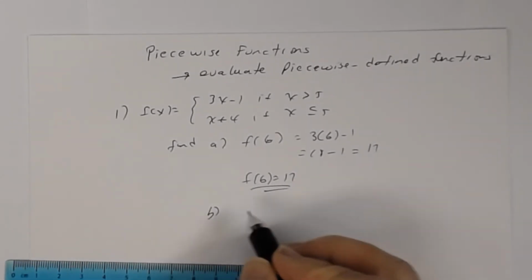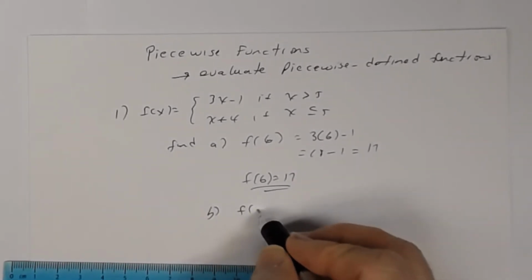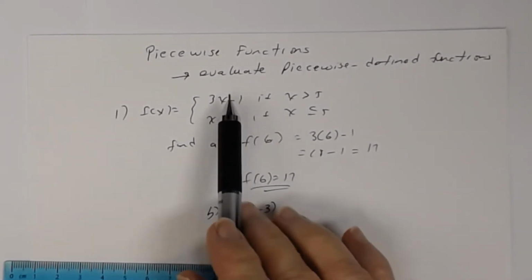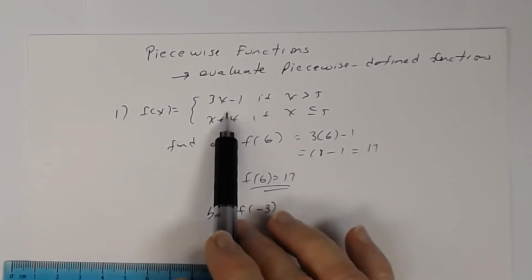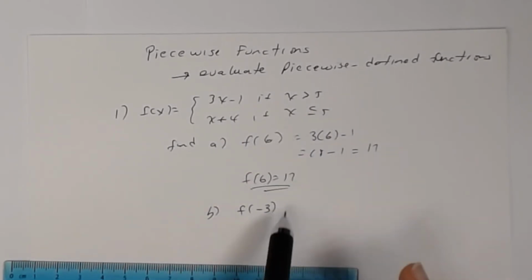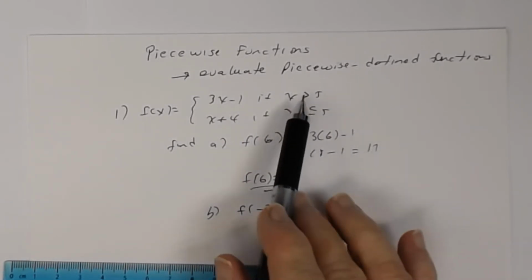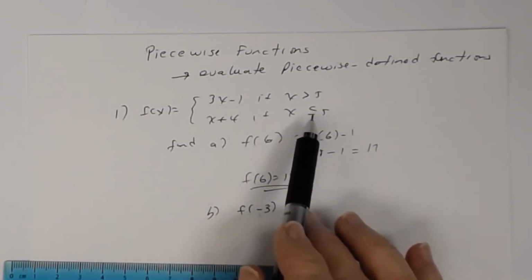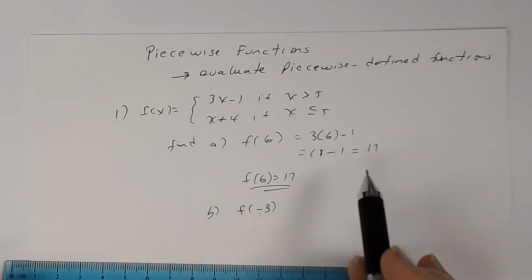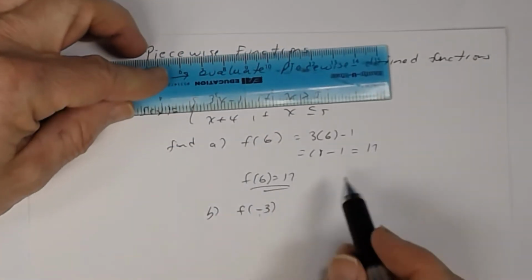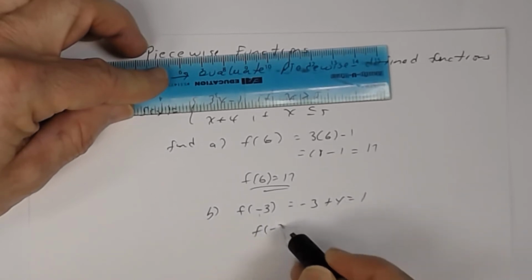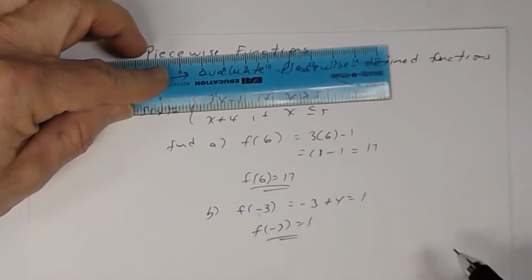All right, let's get B. Suppose in B you want to find f of negative 3. Again, you have to determine which one you're going to use. You can't use both. You have to use one of them, and that depends on your domain. So when x is negative 3, is negative 3 greater than 5, or is negative 3 less than or equal to 5? Well, it's going to be this one. So I'm going to use this function, so it'll be negative 3 plus 4, which is 1. So f of negative 3 is equal to 1.